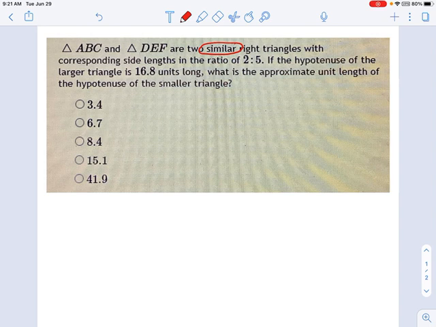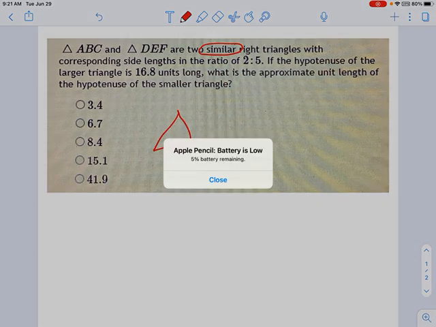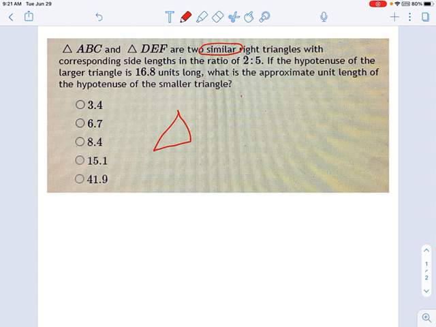It means one of those triangles looks like the other. It's just that their size is different, but their angles are all the same. So maybe this is what they look like. Maybe there's one, and maybe here's the other one. But you see, they look similar. It's just that the size of the triangles is different. One's a bigger version of the other one.